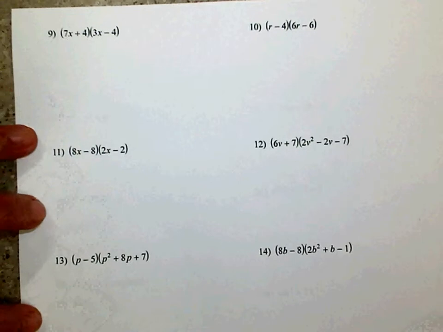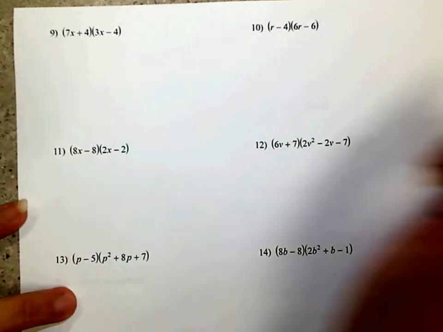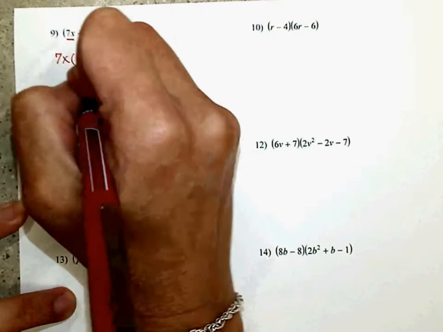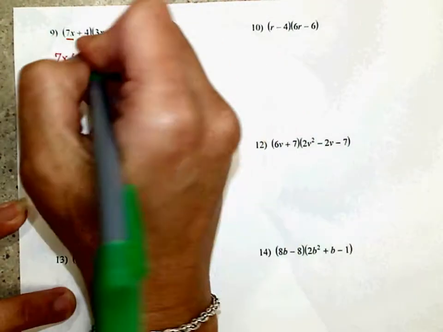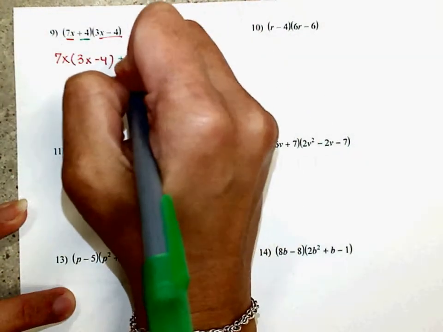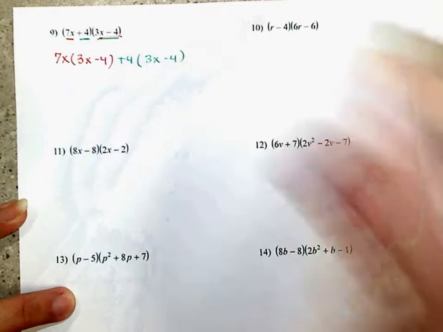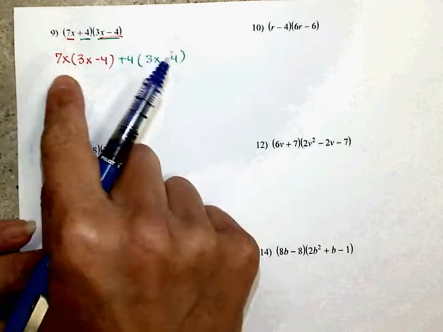Number 9. Okay, you've got a binomial times a binomial. So you're going to take this one times all of it. So you're going to say 7x times 3x minus 4. Then you're going to take the next term, plus 4, times all of that. So 3x minus 4. That should look very familiar to you, very similar to where you learned how to multiply.